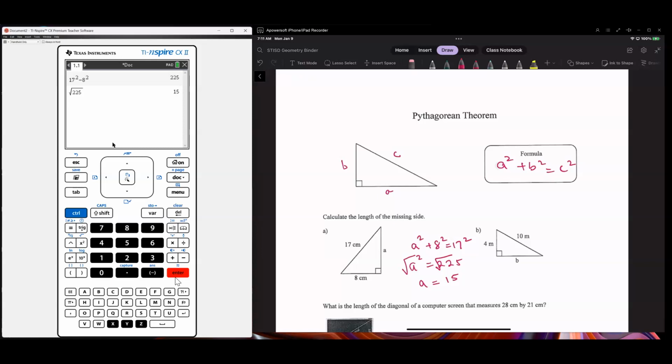B, we have another right triangle, so we have 4 squared plus b squared equals 10 squared. Once again, to find b, you have to subtract 4 squared from 10 squared. So you have b squared equals 84. You're going to get the square root of 84, and I think it's just going to be... is that a perfect square? So round it off to the nearest tenth. So it's 9.2.